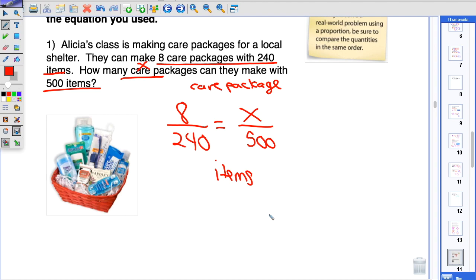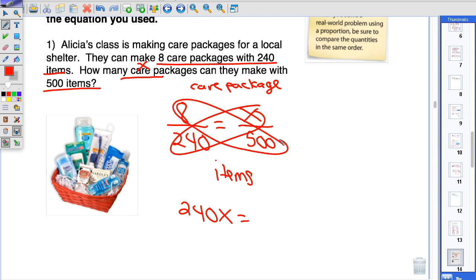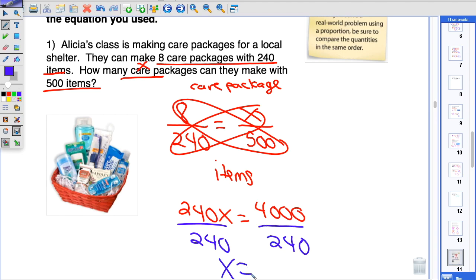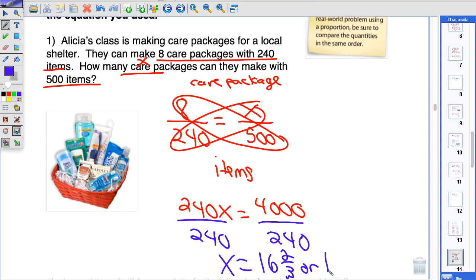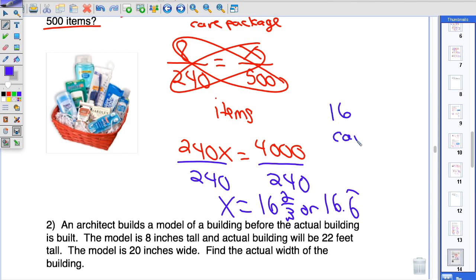Then we're going to do our cross products, which is 240 times x, which is 240x. 8 times 50, which is 400. Divide both sides by 240. So we get x is equal to 1 2/3, or 1.6 repeating. And since we don't have a full 2 packages, we only make 1 care package.